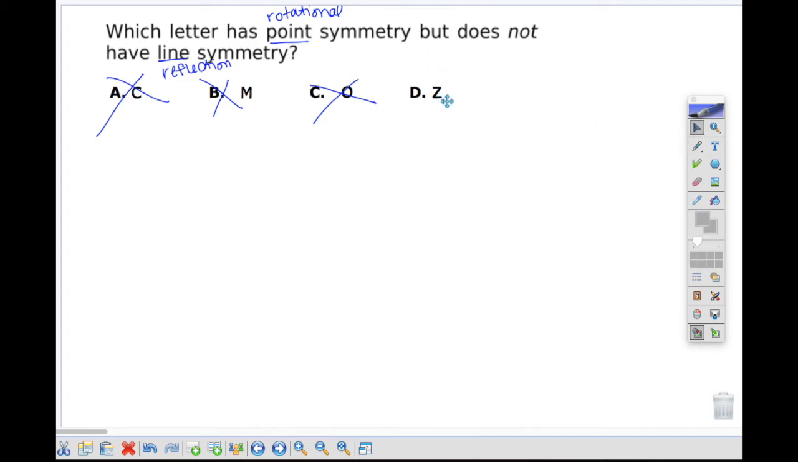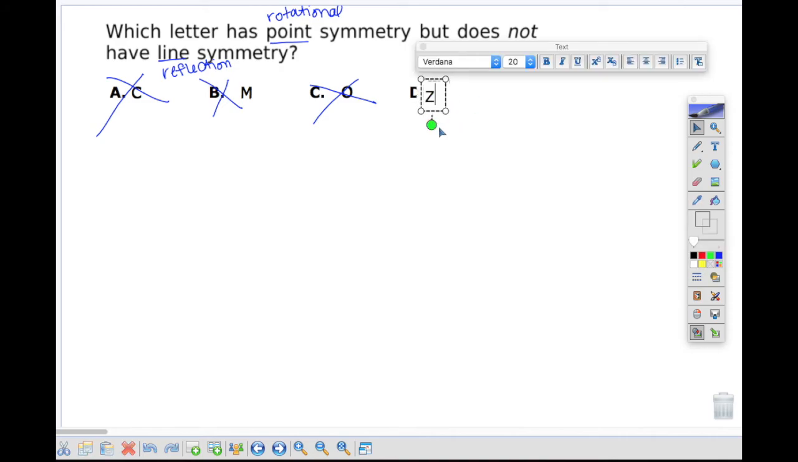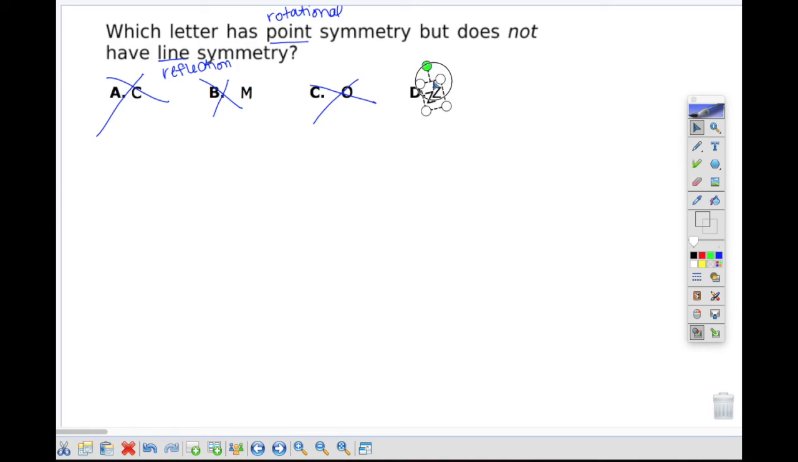Does the letter Z have rotational symmetry? Yes, if I rotate it halfway around, 180 degrees, it is exactly the same. Okay, so Z does have rotational symmetry, but does it have a line of reflection? No, there's no type of line that you could draw that would make it the same on both sides. So that's why the letter Z does have point symmetry, but not line symmetry.